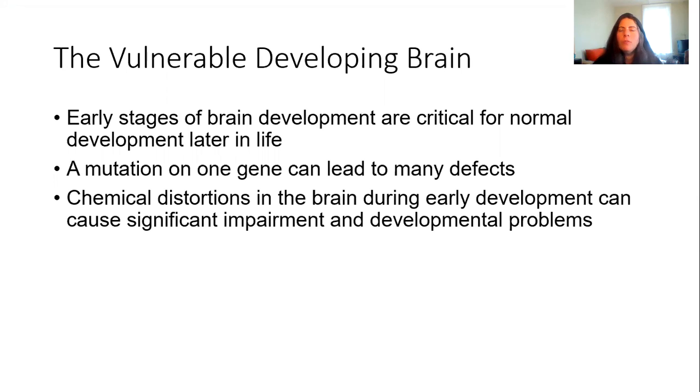Okay, so the developing brain is vulnerable, and early stages of brain development are critical for normal development in later life. We talk about critical periods. The early stages of brain development are critical. So if there's a mutation on one gene, it can lead to many defects. Chemical distortions in the brain during early development can cause significant impairment and developmental problems.